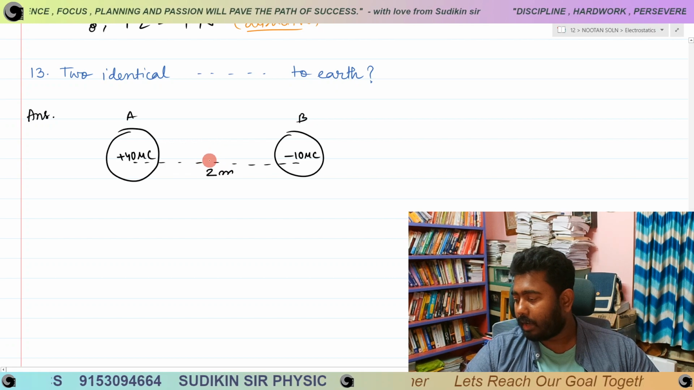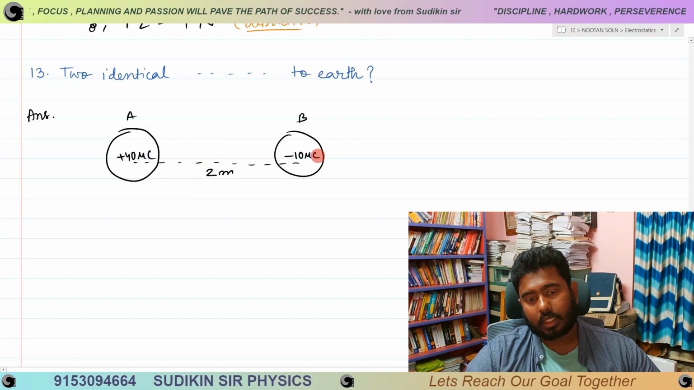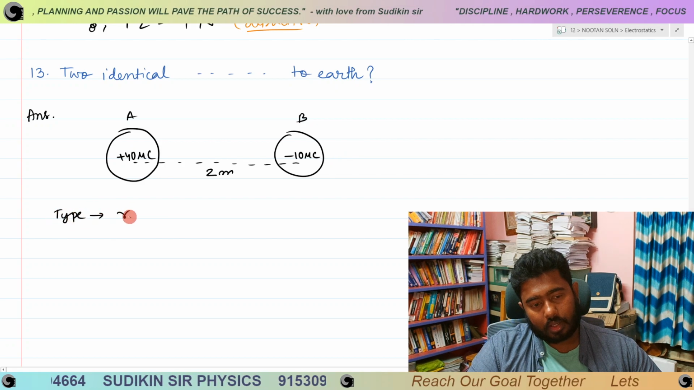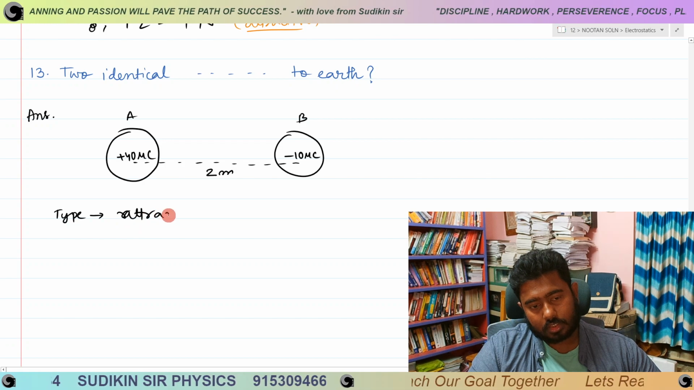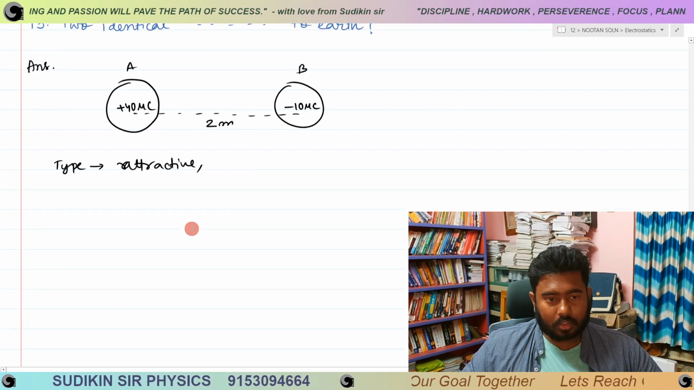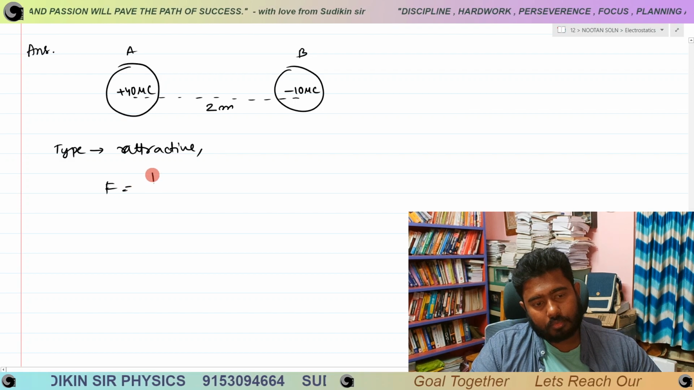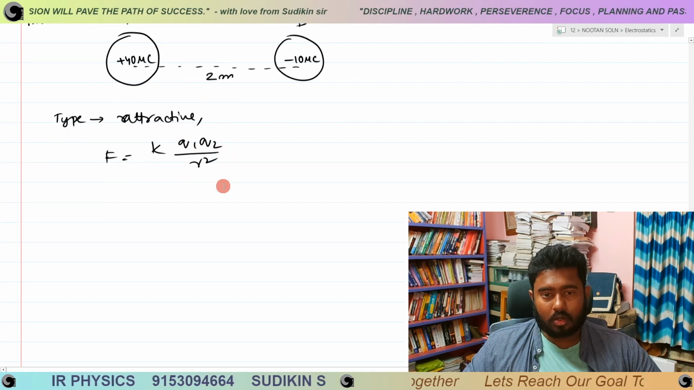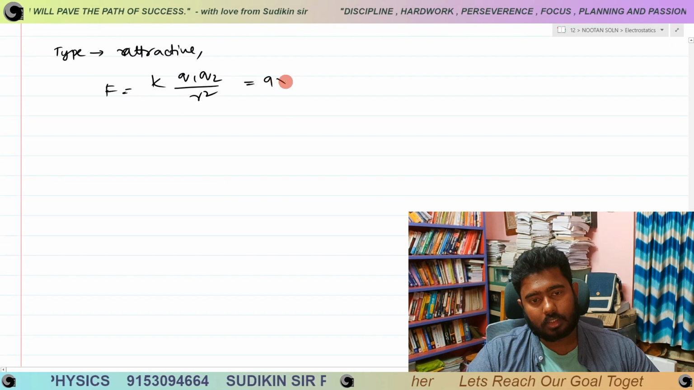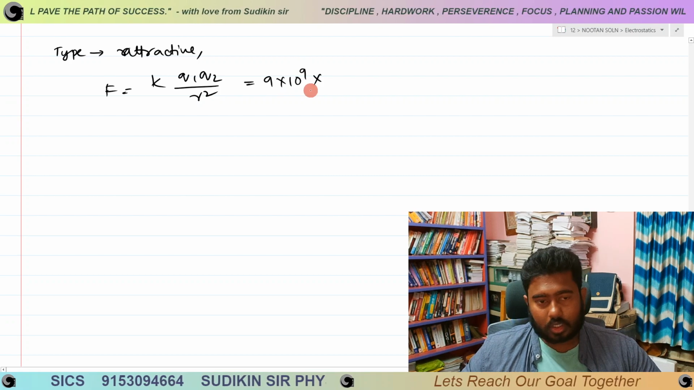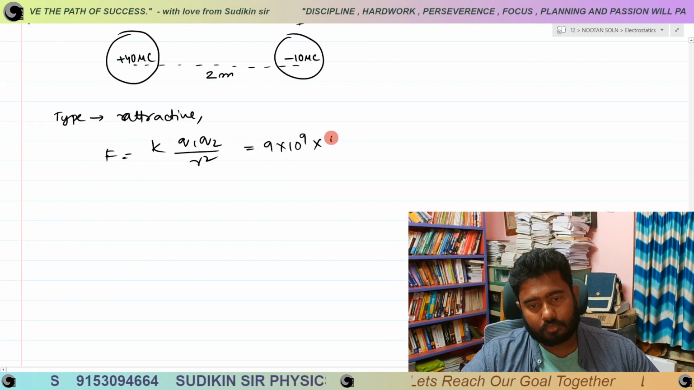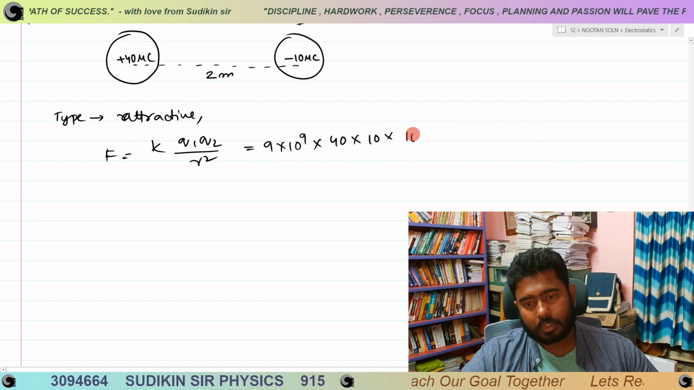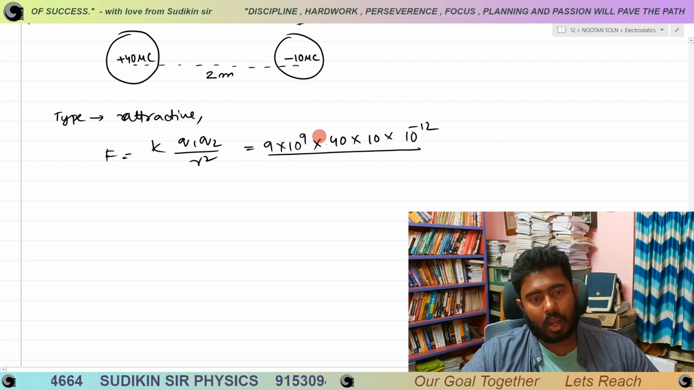What is the magnitude and type of force? This is positive, this is negative, so the type of force will be attractive, as they are oppositely charged. And the force between them, from Coulomb's law, we have K q1 q2 by r square. We know the value of K as 9 times 10 to the power 9. The charges are 40 and minus 10, so that will be 40 into 10 into micro, that will be 10 to the power minus 12. Thereby r square will be 2 square.